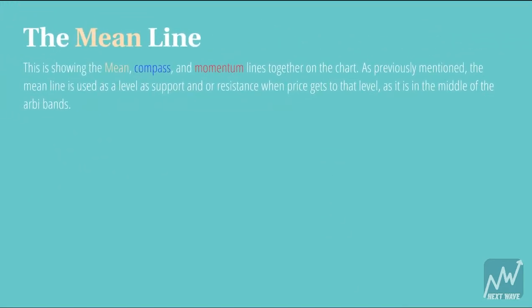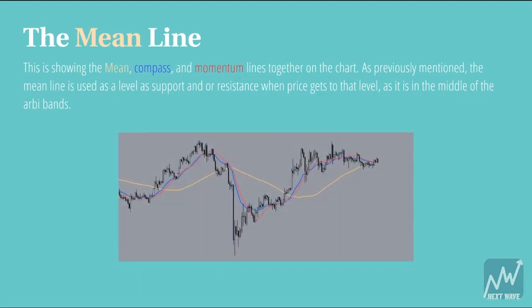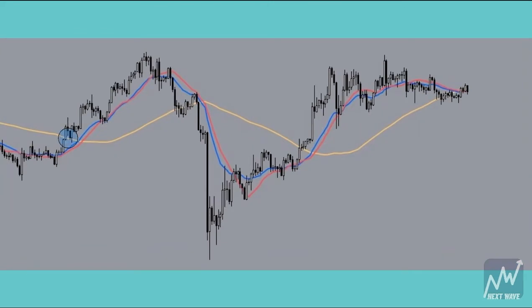This is showing the mean, compass, and momentum lines together on the chart. As previously mentioned, the mean line is used as a level of support and or resistance when price gets to that level, as it is in the middle of the Arbi bands. So here we can see that price had used the mean line as a support. Here we can see it's done some interactions until it finally broke to the downside.